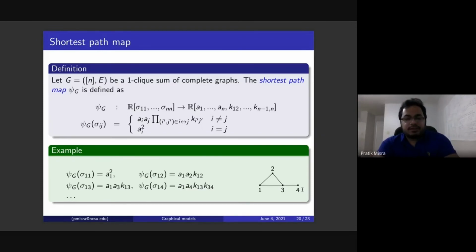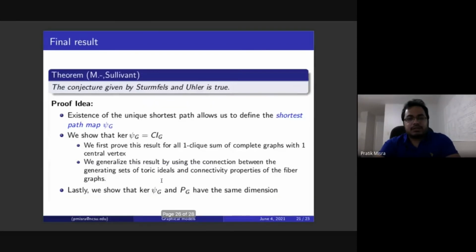The interesting thing over here is that the original map that we had, rho star, was taking sigma ij to the inverse entry of the k, so that was a non-monomial map, right? That was basically a polynomial. But over here each of these elements is being mapped to a monomial. But in the case of one-clique sums of complete graphs, when we compute the kernel of both these maps, they are actually equal. So that was our basic concept for proving the conjecture.